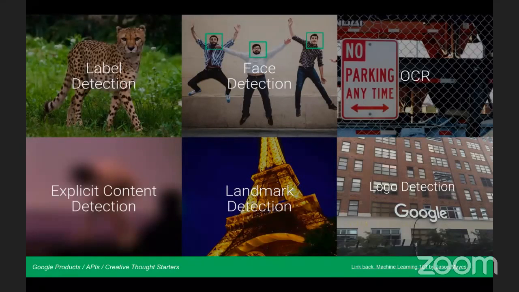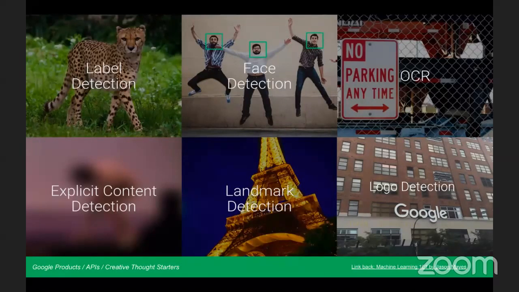We can also detect faces. So we'll tell you where in the image the face is. We'll give you the bounding box for that. And even better, we can tell you what kind of emotion we think the person has. Are they happy? Are they sad? Are they angry? We've got OCR, optical character recognition. So if there's any text in that image, we can extract the text and pass that back to you to then do something useful with.